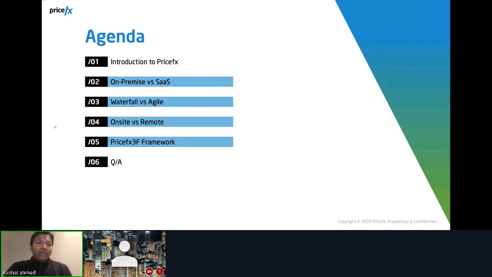The second one is going to be a comparative analysis for a traditional method, waterfall versus agile method. The third one is going to be the communication mechanism comparison, on-site versus remote. While we go through these three components, we will keep developing our PriceFX 3F framework and present it later. 3F stands for fast, friendly, and flexible. And like always, we will start with a quick introduction to PriceFX, and at the end, we will have a session for QA and also quiz.